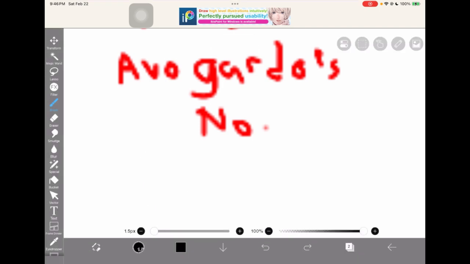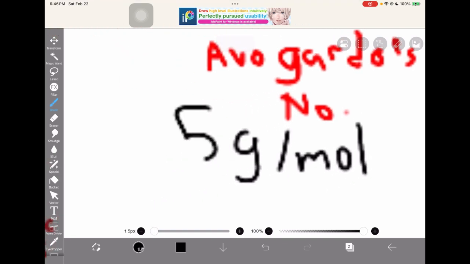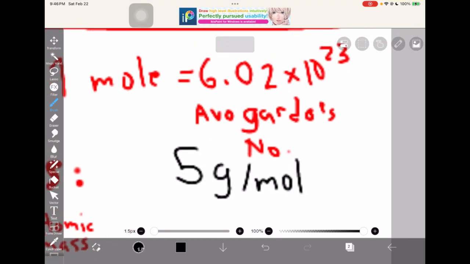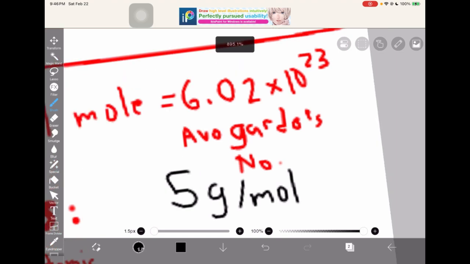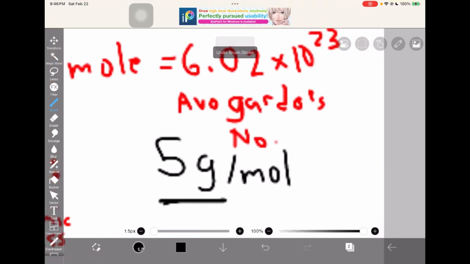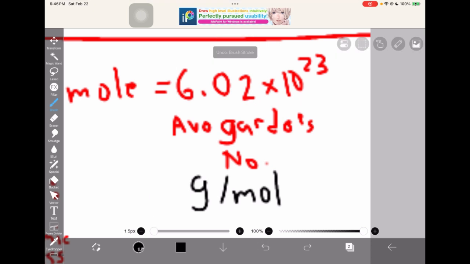We're going to calculate the molar mass in this formula, grams per mole. Basically, let's say 5 grams of a substance. When you put 5 grams per mole, it means to achieve Avogadro's number, a mole, you need 5 grams of this to achieve this amount of particles. I'll show you a visual example of that later.